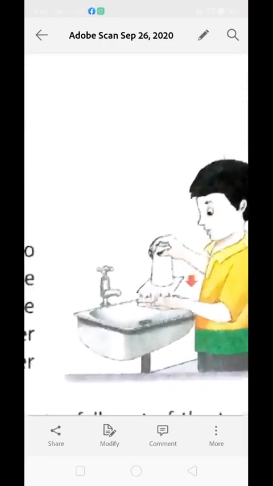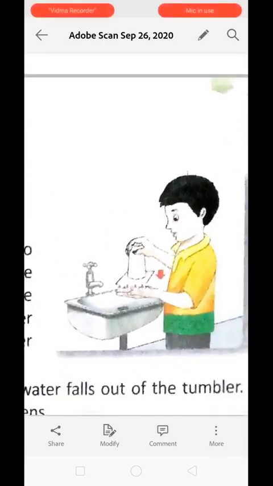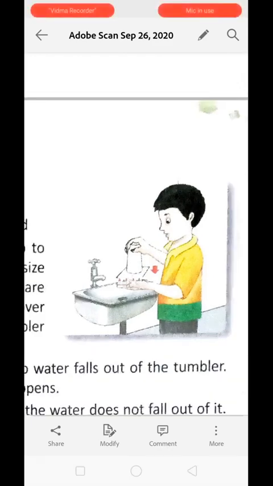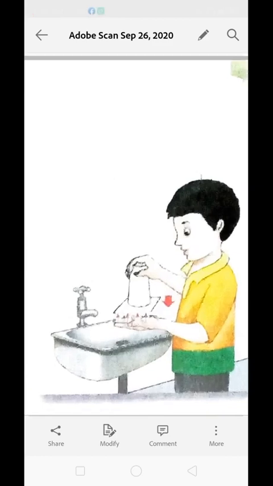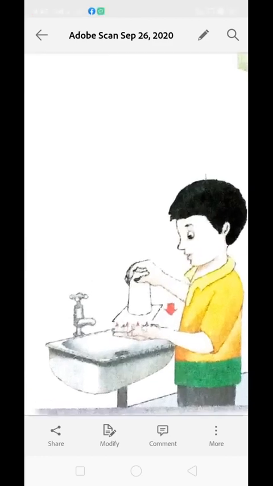Just see, what has the child done? He has taken a glass, filled it half with water, and then covered the glass with the help of a greeting card. Now he has moved the glass upside down, the same picture as present over here. The upper portion is in the downward direction, but the open portion is covered with the help of a greeting card.